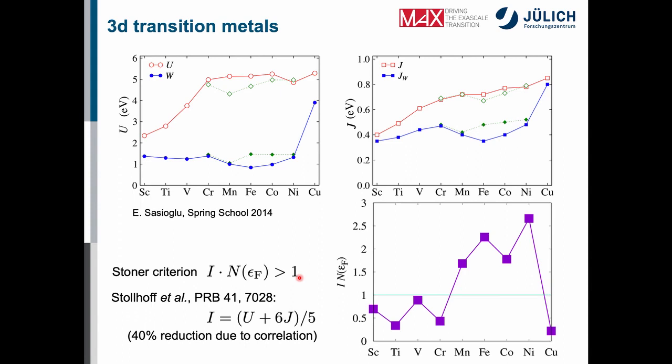For the Stoner parameter I, there is a formula published by Stollhoff et al., which gives I as a function of U and J. In fact, if we use the calculated U and J parameters and evaluate the left-hand side of the Stoner criterion, we find it to be fulfilled for the materials that are known to be ferromagnetic: manganese in the high-temperature phase, iron, cobalt, and nickel.